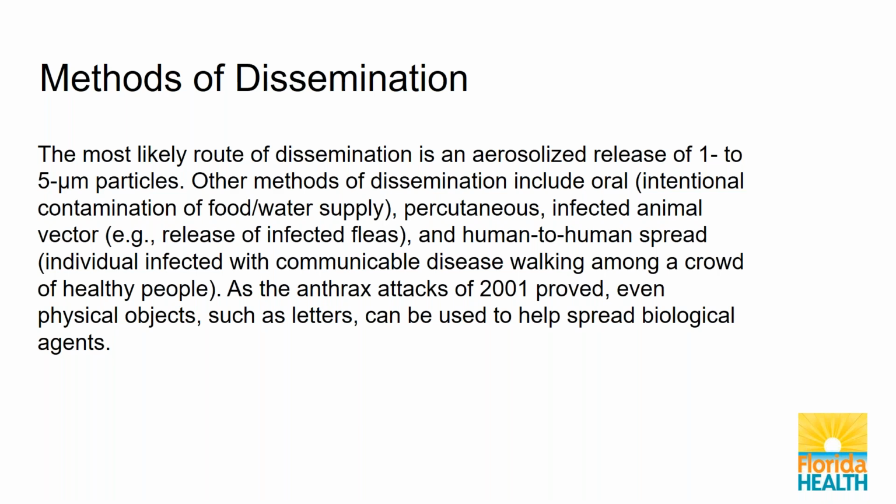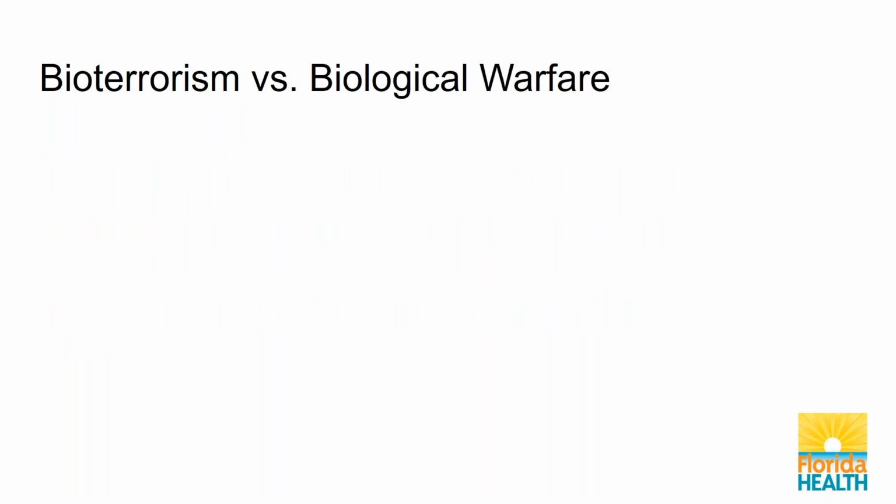An example that they give you in the APIC text is the anthrax attacks of 2001, which proved even physical objects such as letters can be used to help spread biological agents. So, bioterrorism versus biological warfare. Can any of you guys tell me what the difference is between bioterrorism and biological warfare?